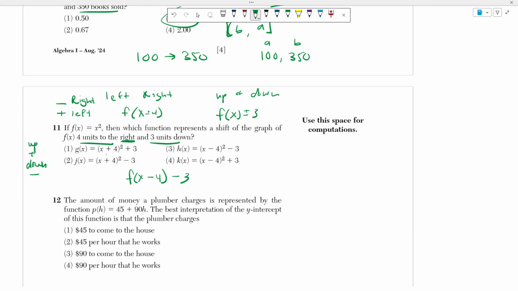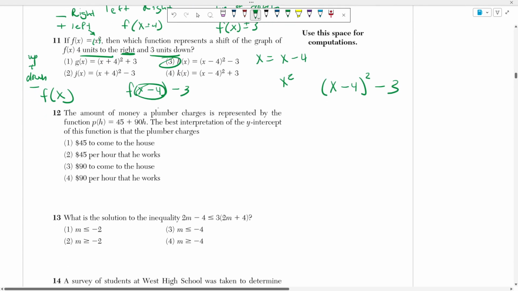So obviously, this doesn't align with any of our answer choices because I forgot to plug in x minus 4 into x. So all you need to do is plug x minus 4 into f of x. So I'm saying that x is equal to x minus 4, and I'm plugging it into x squared. So now it's x minus 4 squared minus 3, which is going to be choice 3. All right? So you subtract from the x if you're going left or right. You subtract from the whole function if you're going up and down.